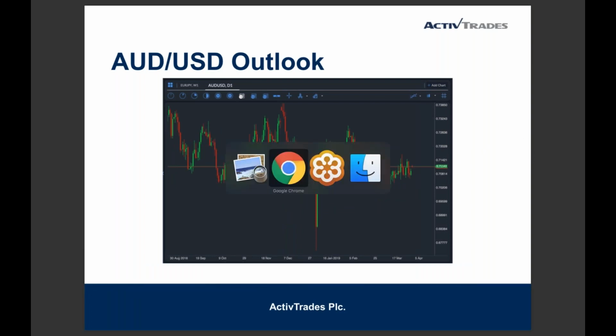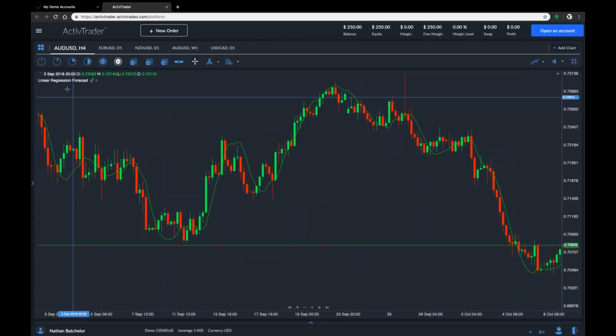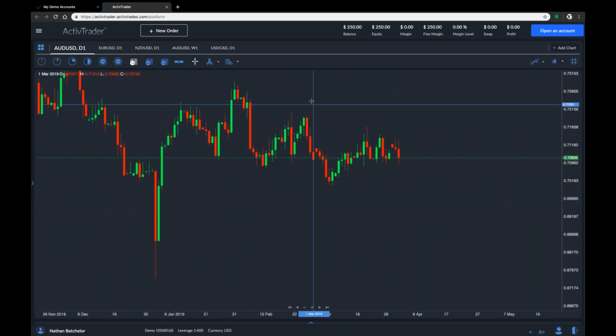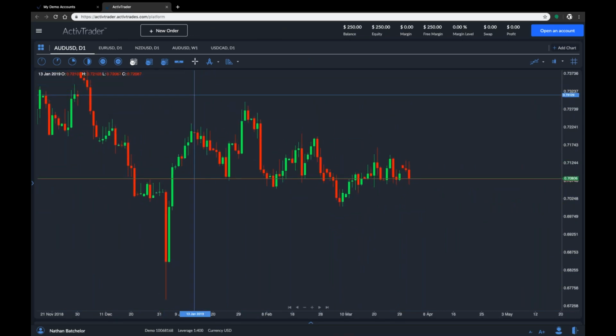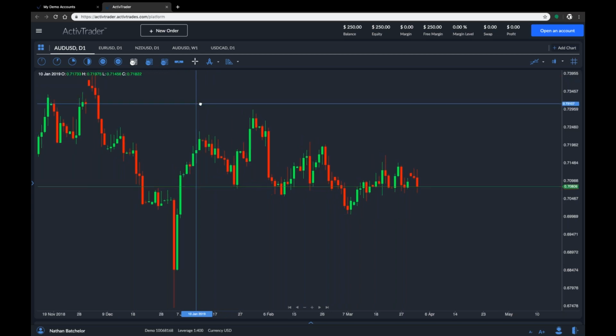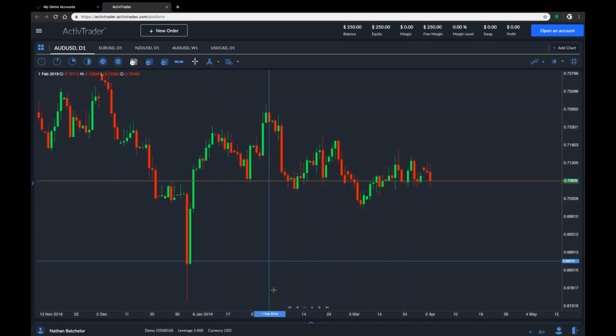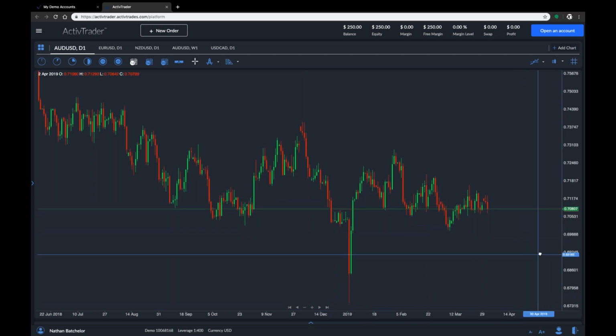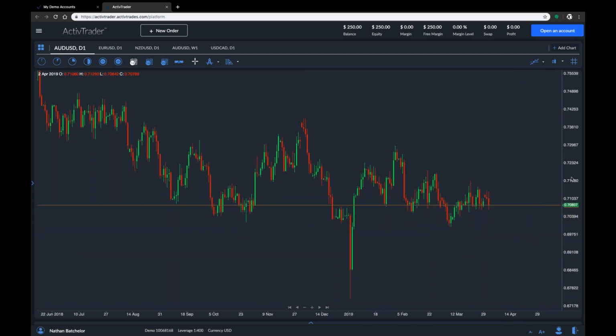his thoughts as well. So I think the first thing to do when talking about the Australian dollar, obviously we're going to be looking at the technical aspects on the daily time frame, but before I do that, it's just probably prudent to just acknowledge what's actually going on with the Australian dollar at the moment.